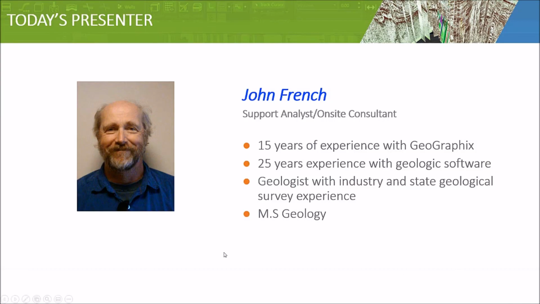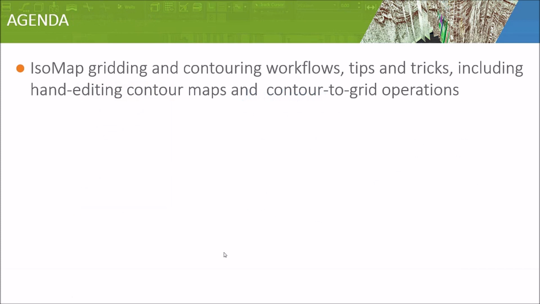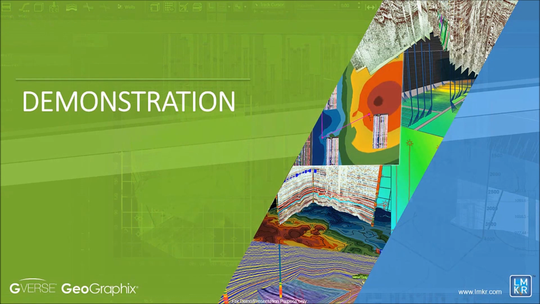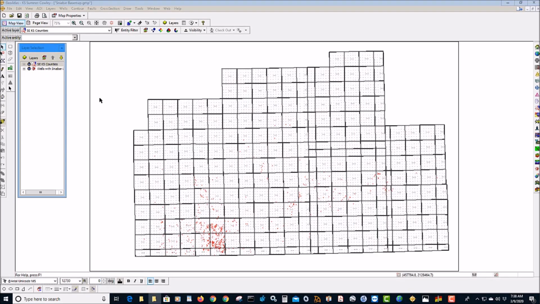What I'd like to do today is talk about generating gridded and contoured maps in GeoGraphix with IsoMap and GeoAtlas. I'd like to show you some tips and tricks, including hand editing contour maps and contour to grid operations. Okay, so let me kill PowerPoint and let's get going.